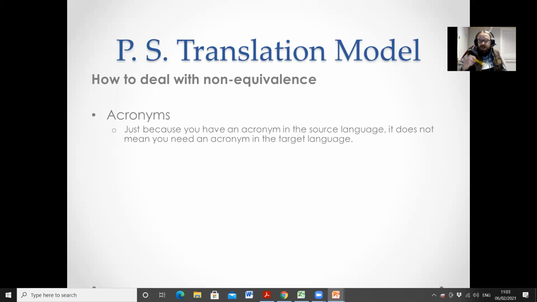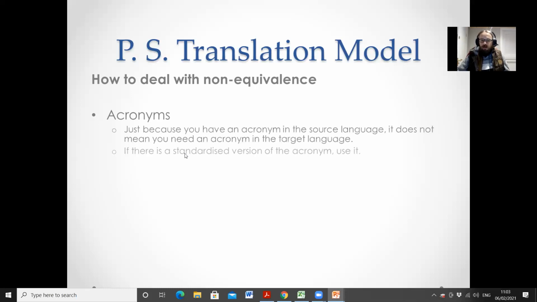Okay. The fact that an abbreviation was used in the original, in many cases, not always, but in many cases, is neither here nor there. It's not that important. So you don't need to replicate it, not necessarily. In some cases, it might be advisable, but in some cases, it might not. You don't necessarily need to replicate that abbreviation in the target.